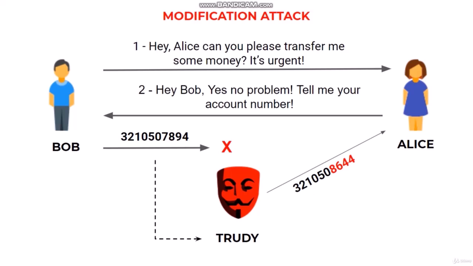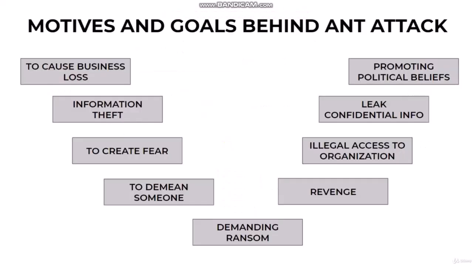The last one that we are going to see is the modification attack. In modification attack, basically you modify the information, you modify the message, and then send the message to the receiver. So now here Bob is in trouble and he wants some money, and Alice says, "Okay, just tell me the account number and I will transfer the money to that account number."